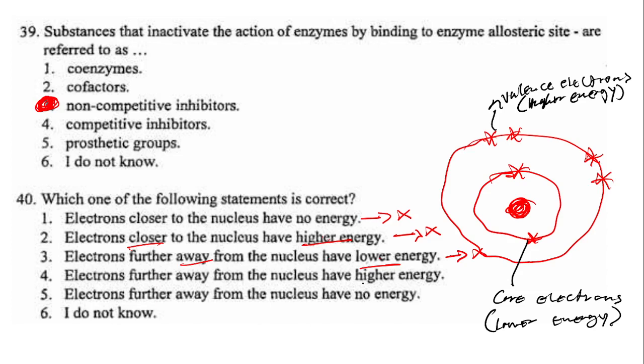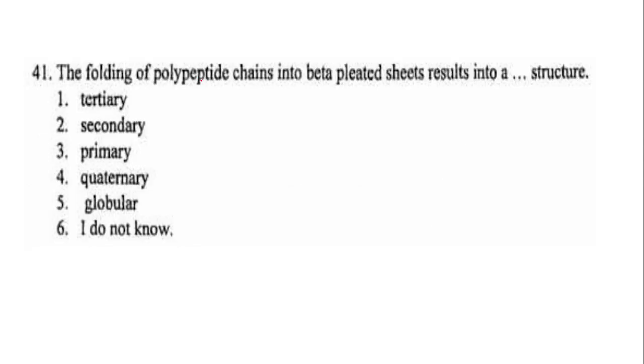We move the folding of the polypeptide chain into beta pleated sheets, which results in a structure dash. Okay, this one again, it is coming from protein, so this part can also be given alpha pleated sheet. So secondary proteins.